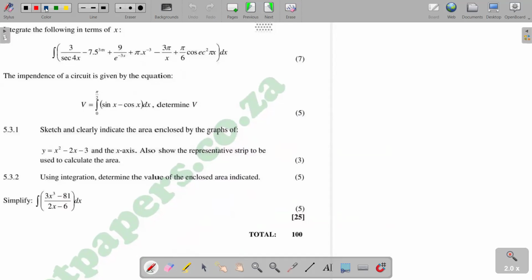So how are we going to answer that? This is question 5.1. It's saying integrate: 3 over sec 4x, minus 7 multiplied by 5 to the power 3 pi x, plus 9 divided by e to the power negative 3x, minus 3 pi over x.